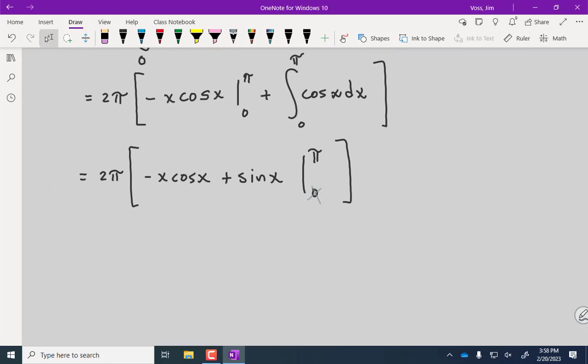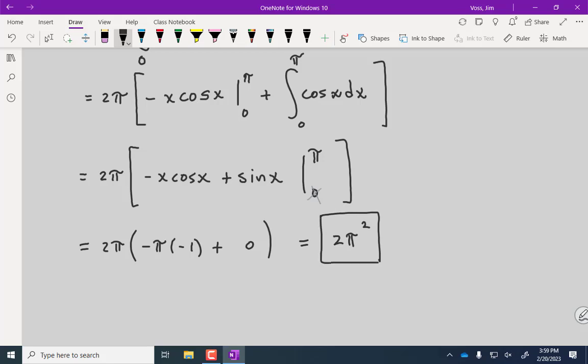What about pi? So we can't ignore that one. What is cosine of pi? Negative 1, thank you. And then what is sine of pi? That one is 0. So when all is said and done, we get 2 pi squared. 2 pi squared. So that will be the volume of the solid of revolution.